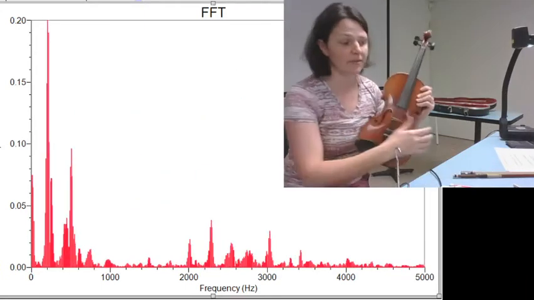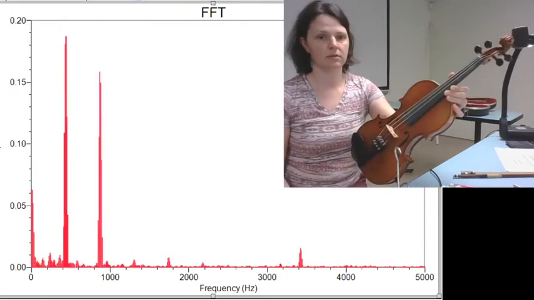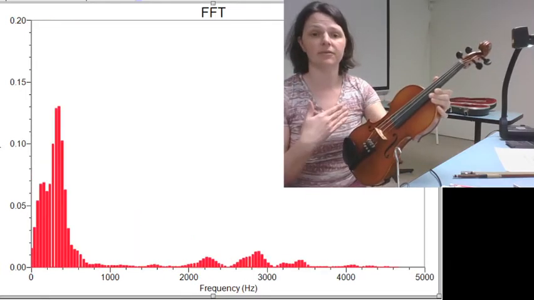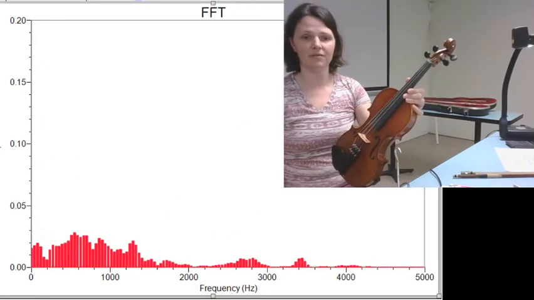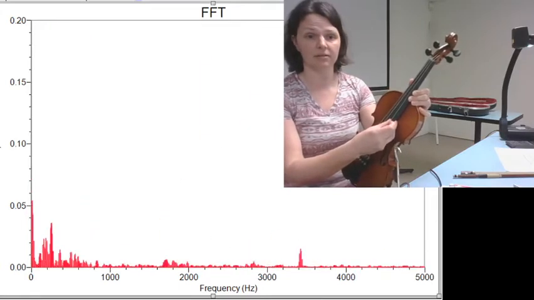I can make the same note if I pluck the string. So I'll do that. And that sounded very different to our ears, and it also had a really different combination of frequencies that were excited when I plucked the note.